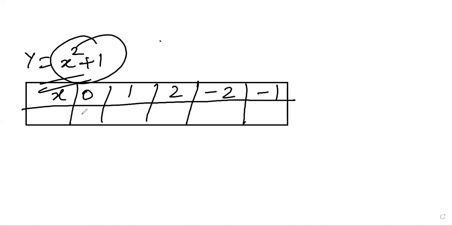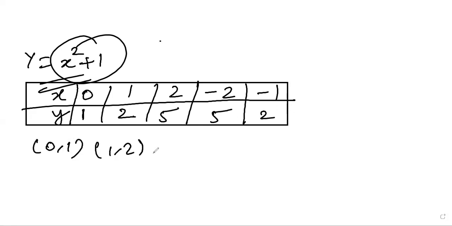Substitute here. If you substitute 0, y is going to be 1. 1 square plus 1 would be 2. 2 square plus 1 would be 5. -2 the whole square plus 1 would be 5. -1 square plus 1 would be 2. Do you follow? Yeah. So these are the coordinates.